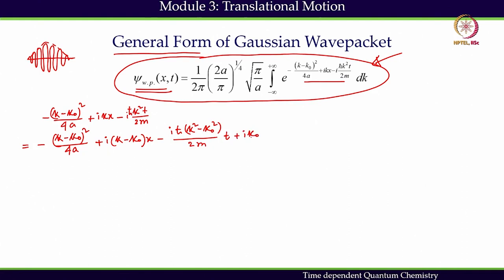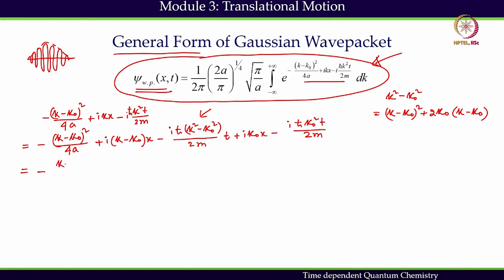plus i k naught x minus i h cut k naught square t by 2m. So, in this form we have this, which is the way we are writing it, and now we will use this identity. The identity is the following: k square minus k naught square can be written as (k minus k naught) whole square plus 2 k naught into (k minus k naught).